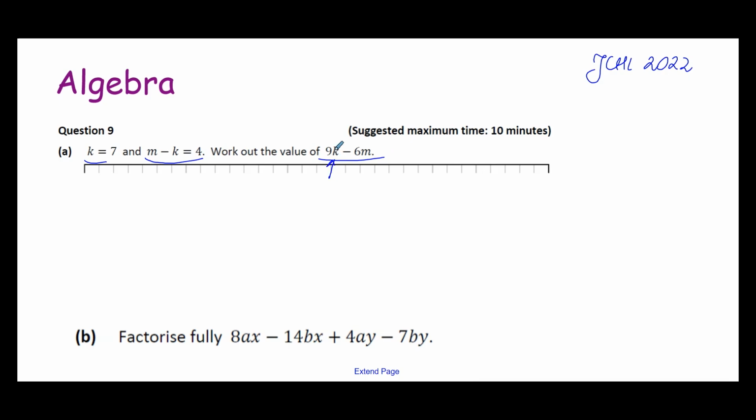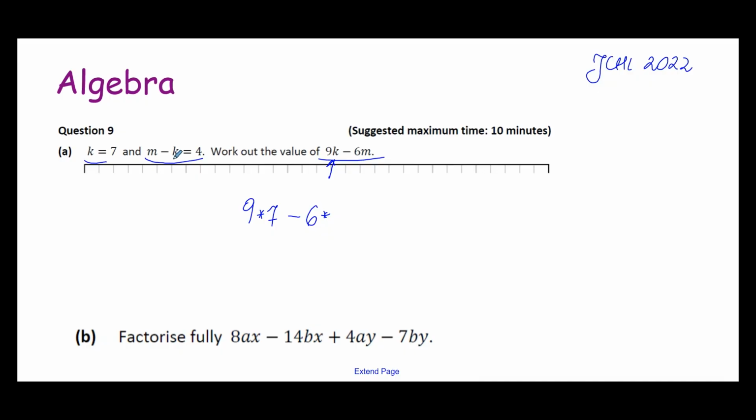Well, what is the value of k? 7. So we replace k with 7. So that is 9 multiplied by 7. Don't forget, if there is no sign between the values, there is a multiplication sign, minus. Then I have 6 multiply m. What is m? Well, I don't have the value of m, but I have this.